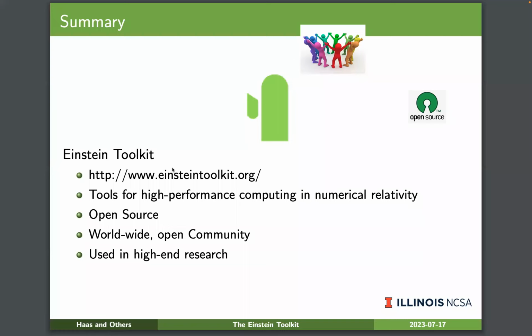Do evolution codes incorporate constraint damping? Yes, we do. There is a CCZ4 version of McLachlan that would do that, and I think other groups are also looking into adding this. Do we do modified gravity theories in nonlinear models? I would probably refer you to the Canuda developers because this is their area of expertise, and that's in the Einstein Toolkit. But I'm not an expert.